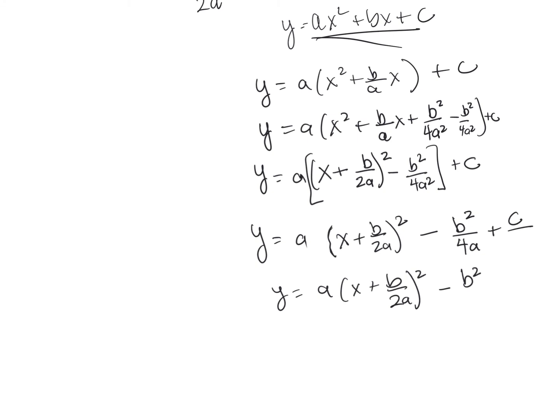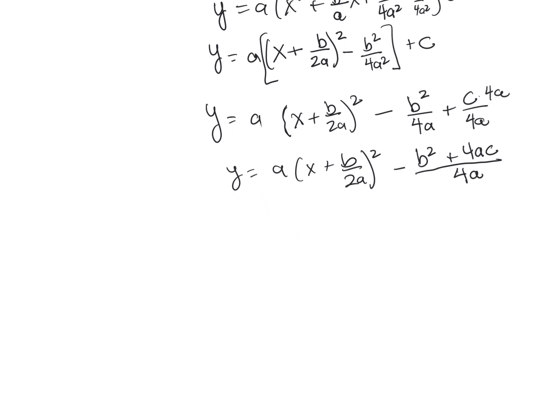Again, I'm looking for a common denominator, so I'm going to multiply this side by 4a times 4a, and that's going to be plus 4ac, and this is going to be all over 4a, right? You can see what's going to happen for solving this, the quadratic formula is you push that over there, you take the square root from here, and that gives you your square root of b squared minus 4ac, so on. But notice right here, and this is the key thing that we're looking at, is our vertex is this.